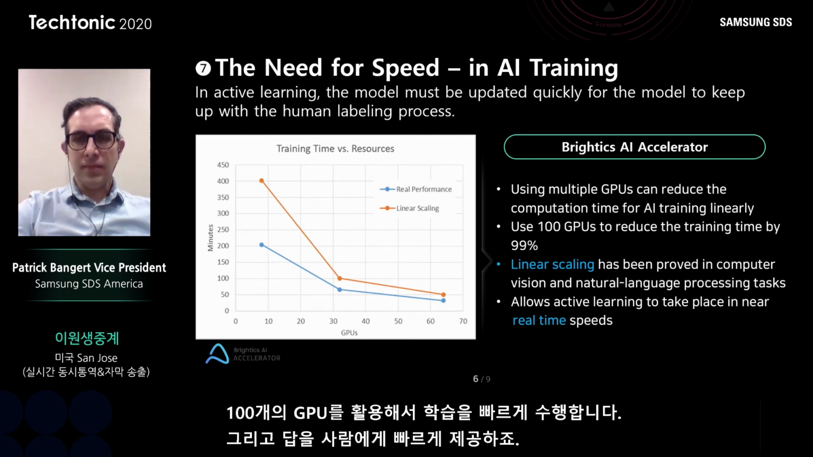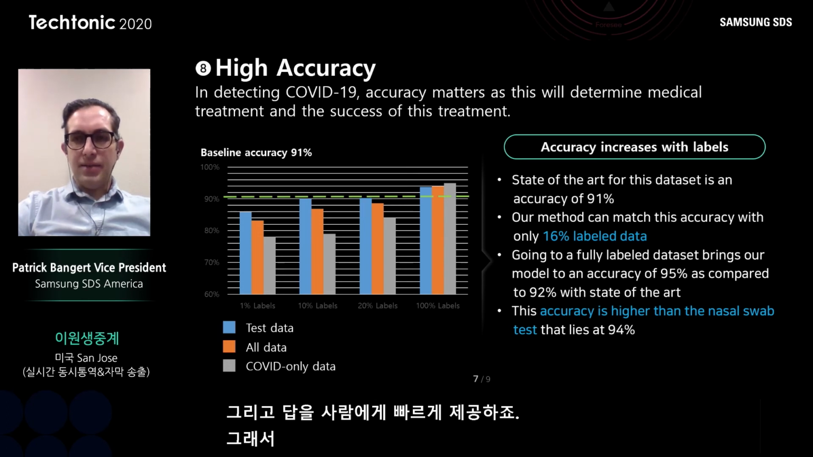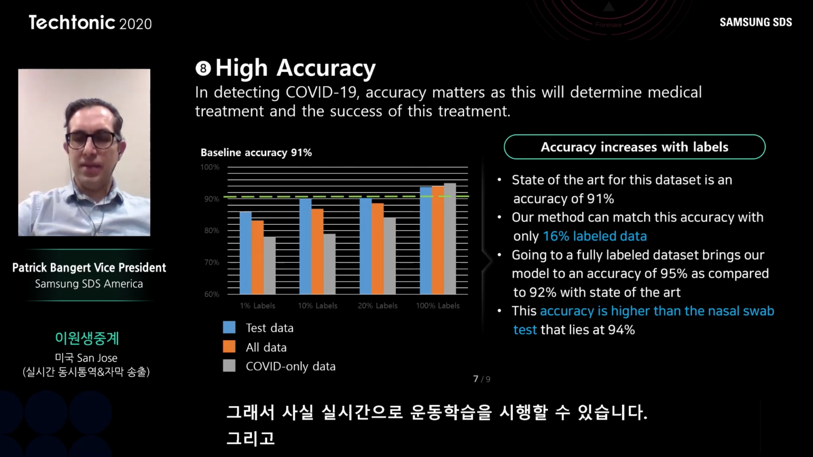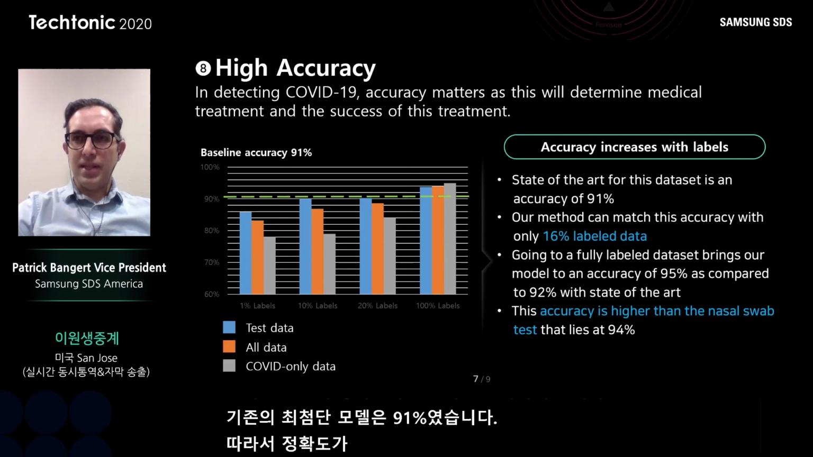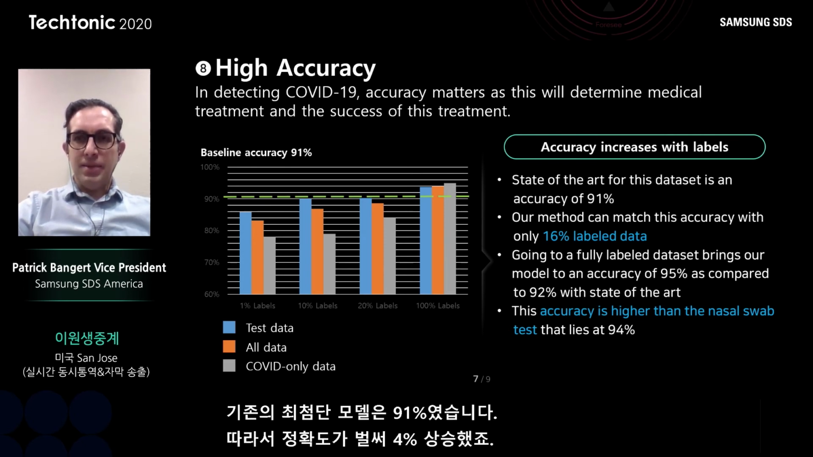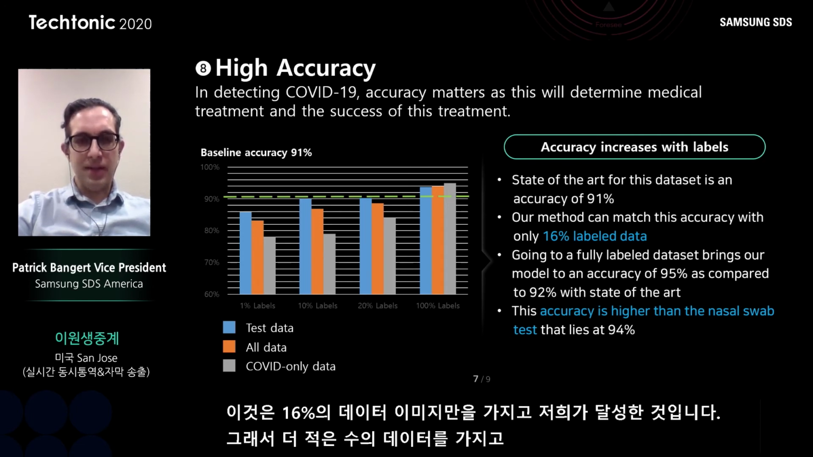Having done all this, we will find that the accuracy of the model that we're able to achieve is at 95% compared to a state-of-the-art model, which is accurate to 91%. So already we've elevated the accuracy by 4%, and we've done this using only 16% of the data. So we're able to get a better model with a lot less data. And that is where really the accomplishment lies here.